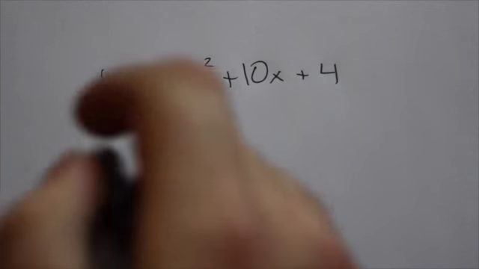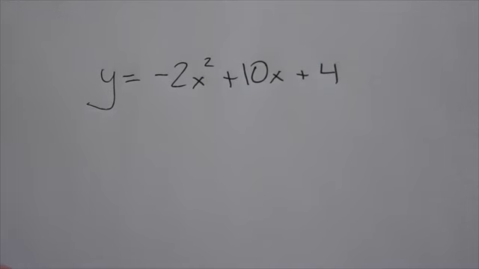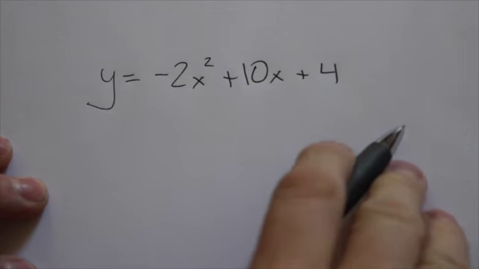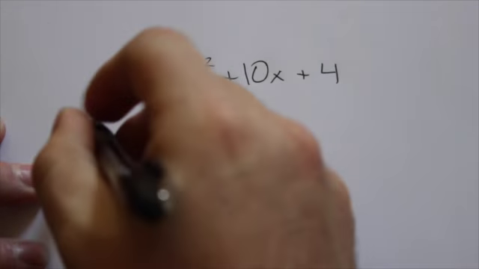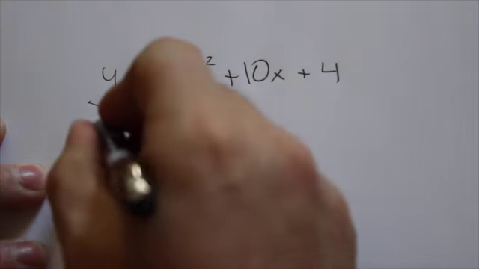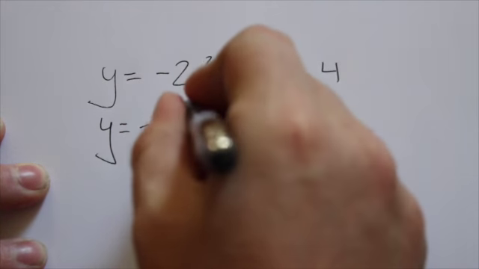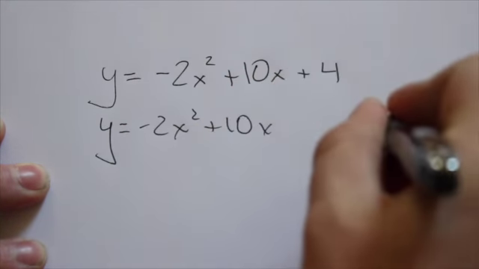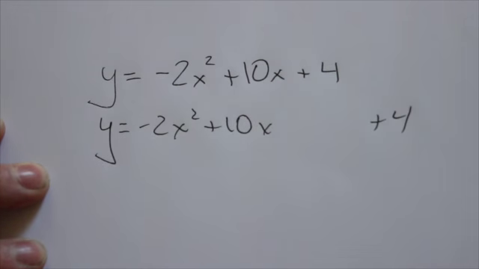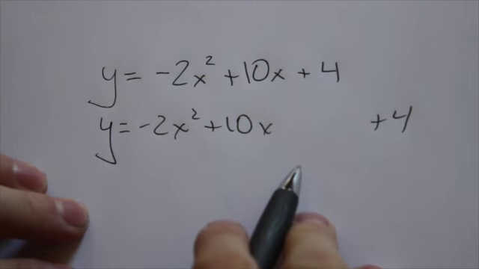Okay, hi everyone. So I'm going to show you how to complete the square on this guy right here. So remember what I was telling you before. The very first thing that I want you to do is move that 4 out of the way. That constant is not necessary at this point in completing the square.